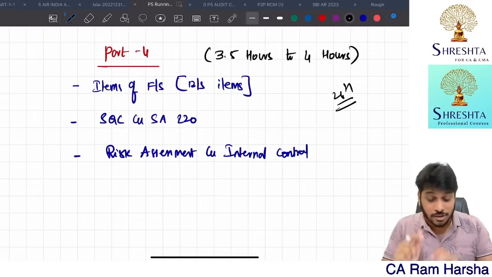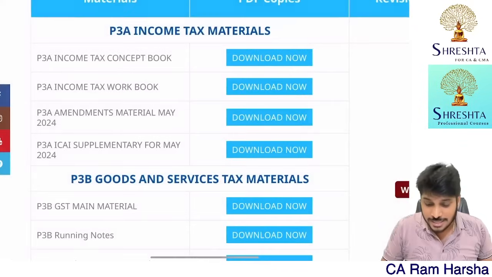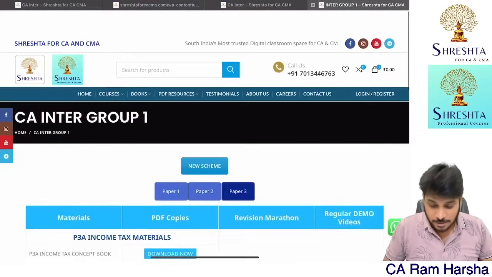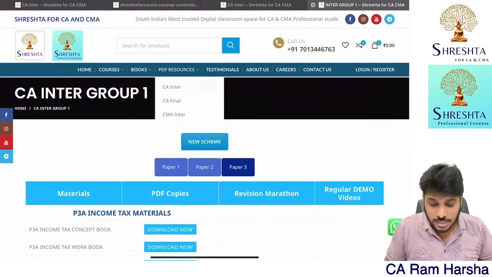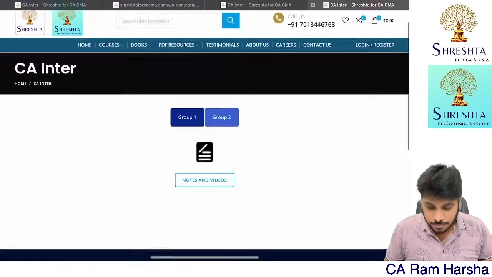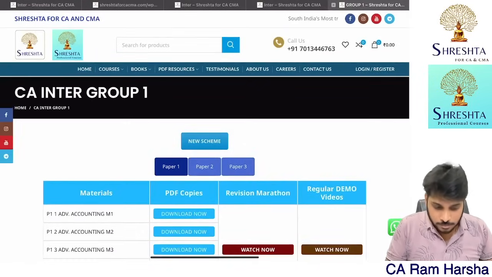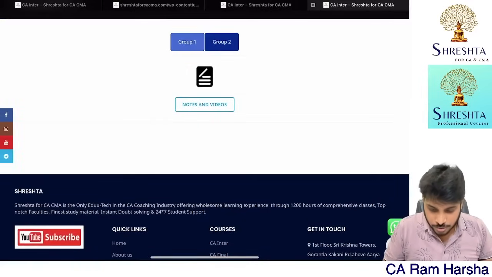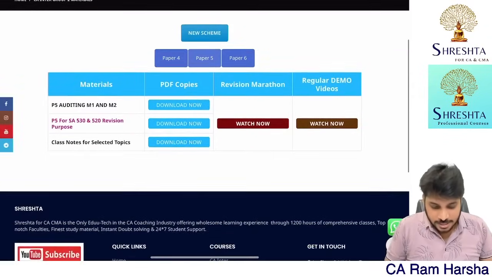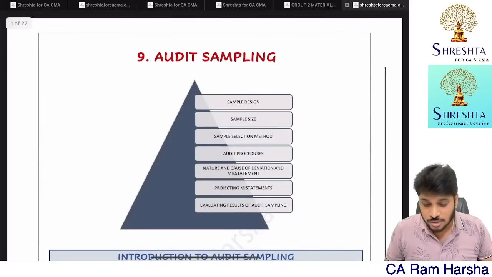By the way, for these two I have used smart notes. You can download that material from our Sreshta website. Go to Sreshta for CA/CMA, CA Intro, Group 2, and notes and videos. Inside Group 2, under Paper 5, you'll see that for 530 and 520 revision purposes, I have given notes. Just download these notes.